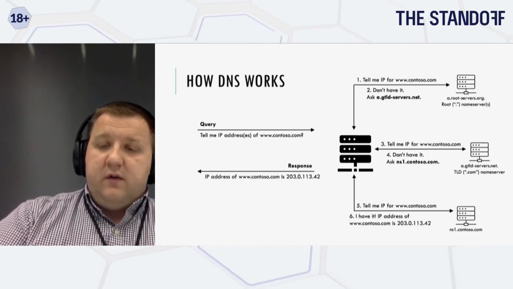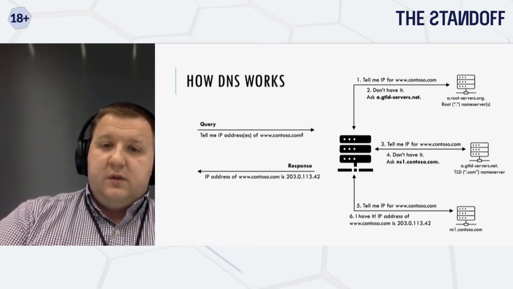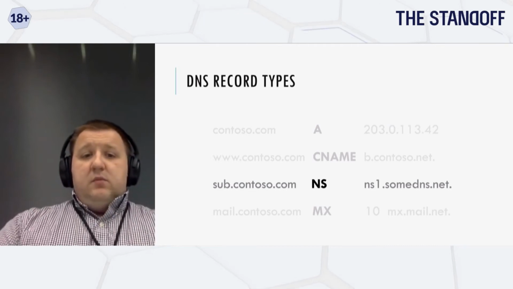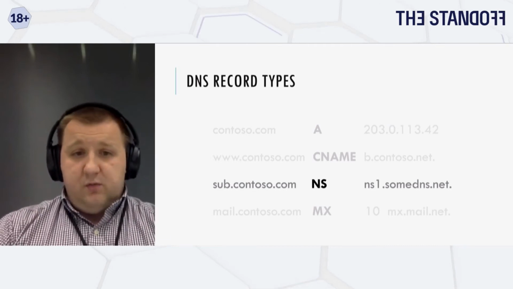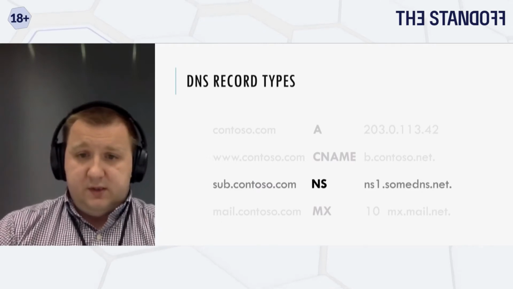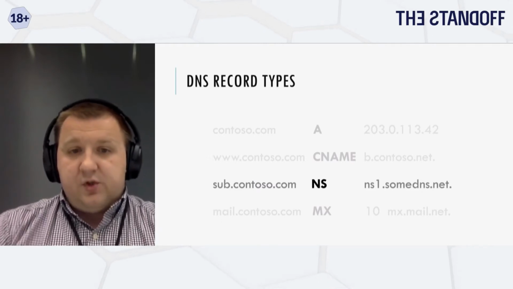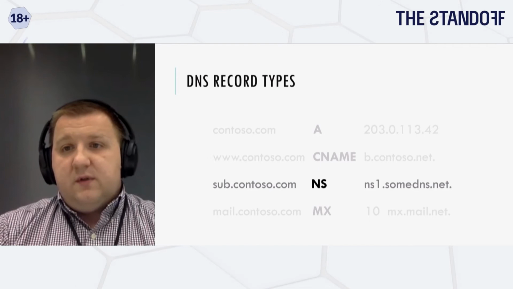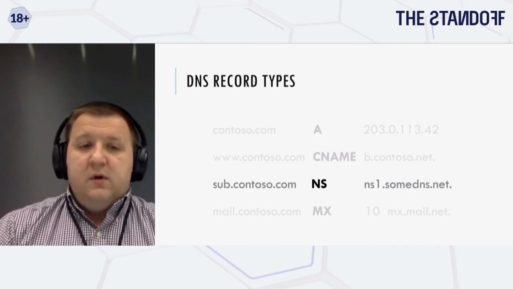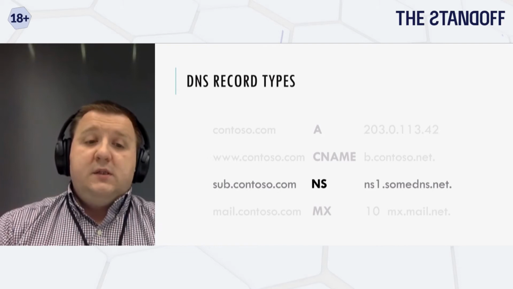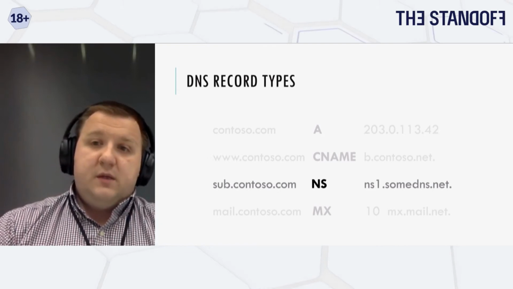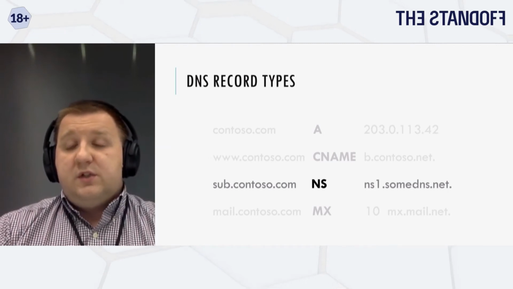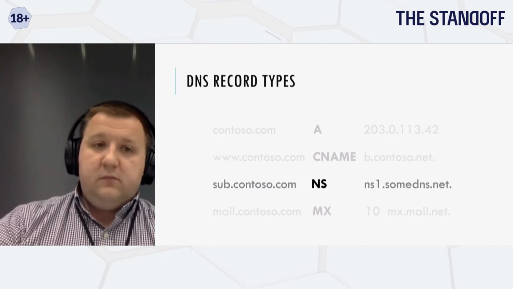So all these delegations and allocation of responsibilities are managed by NSs. So for example, here we have sub.contosa.com, and this is an NS record type. What it means is that the sub.contosa.com zone is delegated to a particular name server. It means that all the records under it will be managed by this particular server.